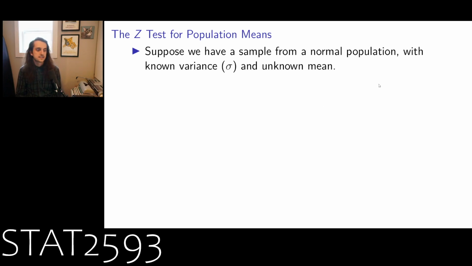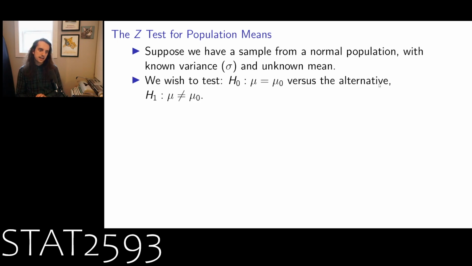In the test today, what we're going to be doing is supposing that we have a normal population and that we know the variance, but we don't know the mean. Okay, so it's this unrealistic scenario again, but we're going to start with that. We're going to test the hypothesis H naught: mu is equal to mu naught for some fixed constant, against the alternative that it's not equal to this.